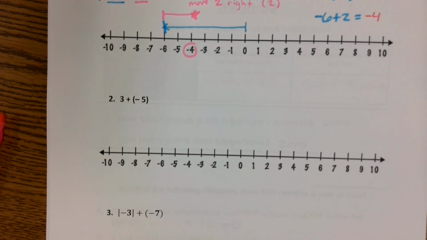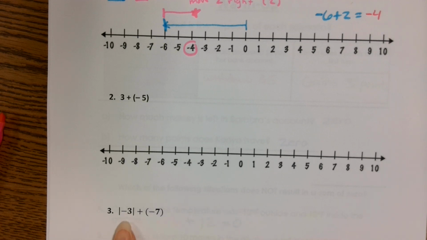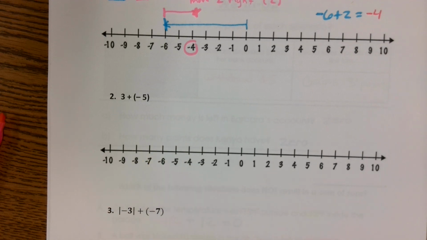Now for problems like number 3, where they're giving you an absolute value, you would have to take the absolute value first before you could start maneuvering on your number line. Go ahead and do problems 2 and 3 on your own.